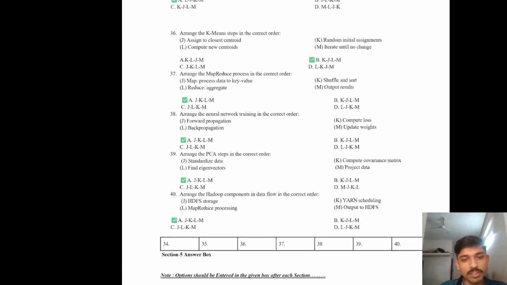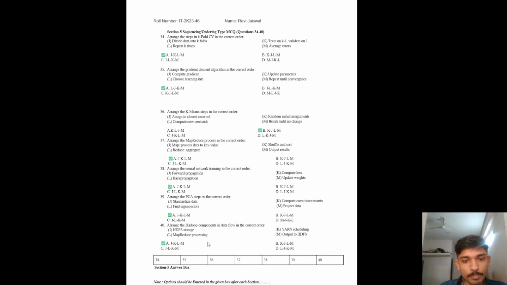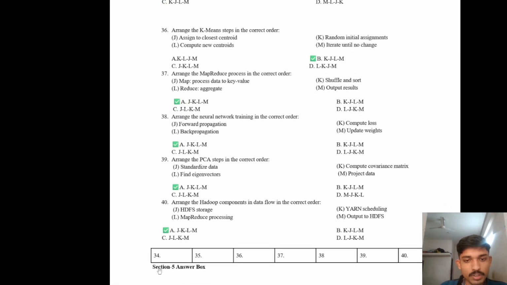And the last one is arrange the Hadoop components and data flow in the correct order. So, what happens in Hadoop data system? First we will store the data in the Hadoop Distributed File System. Then we will do Yarn scheduling for it, means we will schedule according to the scheduler. Then we will do MapReduce, means we will process multiple data simultaneously. Then we will give the output of Hadoop.